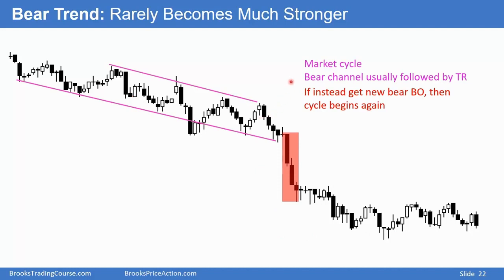So instead of a bull breakout of the bear channel, we got a bear breakout below the bear channel, and the market cycle starts over again. Breakout, pullback, and then channel, and then eventually a trading range.